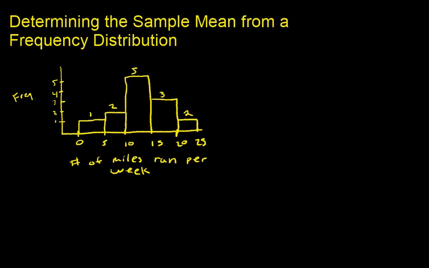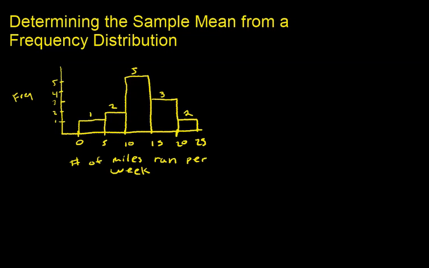In this video, we're going to discuss how to determine the sample mean from a frequency distribution. Actually, we're using a frequency histogram. The first thing we're going to do is make our frequency distribution table. Let's see what was provided for us. These appear to be class bounds. Let me do that over here.